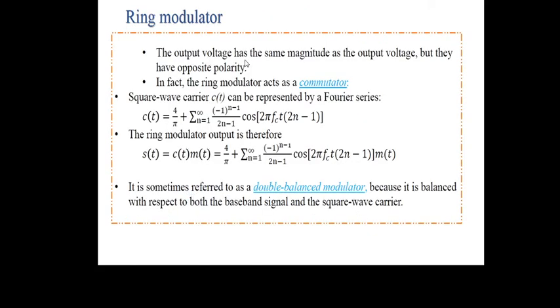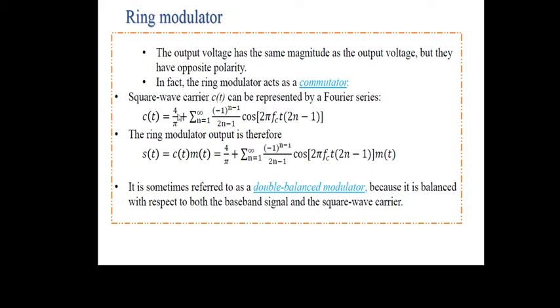The output voltage has the same magnitude as the input voltage, but they have opposite polarity. So the ring modulator is sometimes called a commutator. The square wave carrier can be represented in the form of a Fourier series.